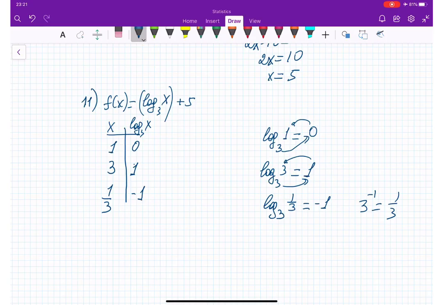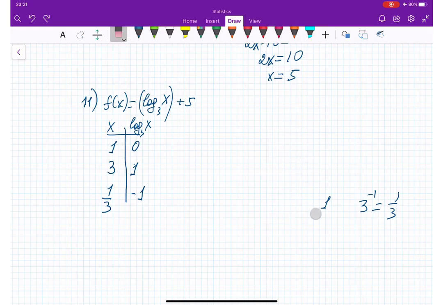Okay, let's build this graph. So far we are building only this piece. Once we grab this, we can take this graph and move it up by 5. All right, let me clean this, make space for the graphing.